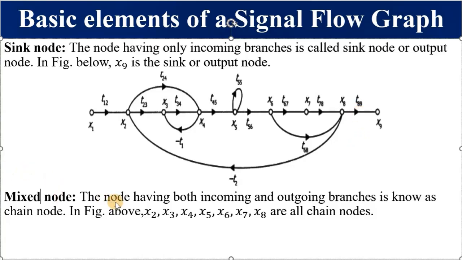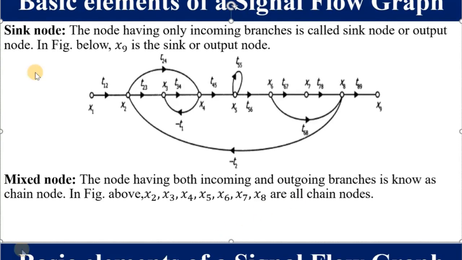What is a mixed node? A mixed node is a node having both incoming and outgoing branches. This arrow is incoming to x2 and its gain is t12, or its transmittance. This arrow is incoming to x3 with a transmittance of t23, and so on. This has incoming and outgoing, up to x8. So these are our mixed nodes. Mixed nodes are also known as chain nodes.